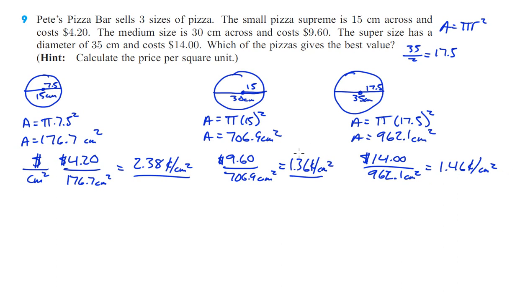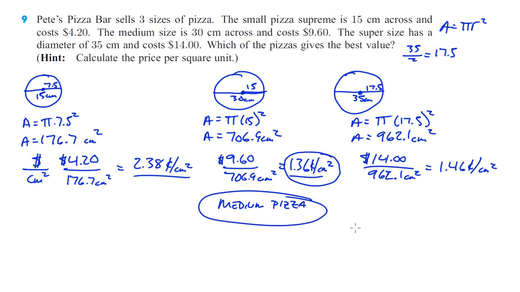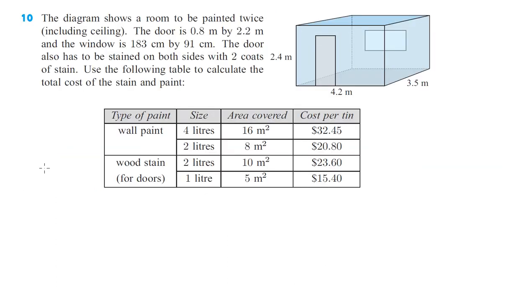So the one that you have to pay the least per square centimeter is going to be the best deal, so that is going to be the medium pizza. Okay, that gives us our best value. All right. Let's take a look at the next one. This is our last one.